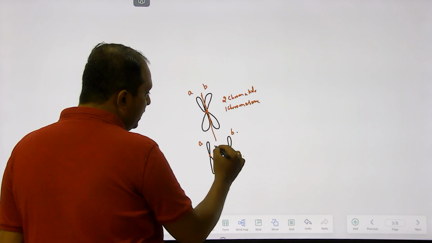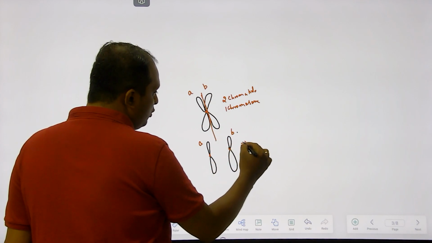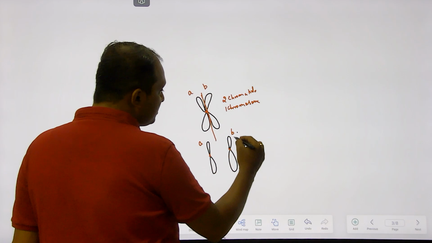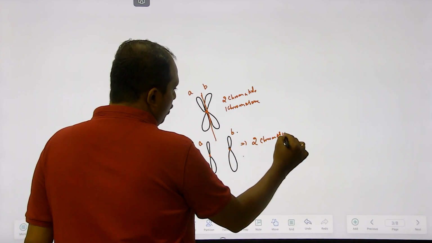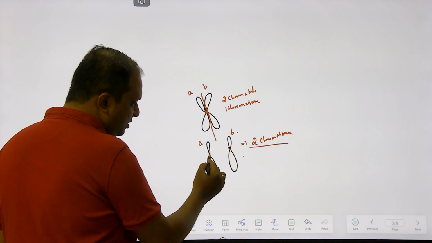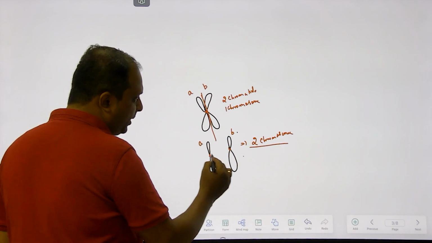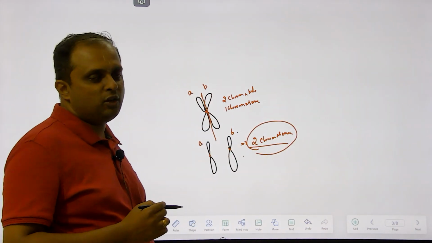Now due to the split, the chromosome number itself is increased. Here it is going to be two chromosomes. Hope you get my point. This is not just two chromatids, because there is one centromere here and one centromere here. So it is going to be two chromosomes itself.